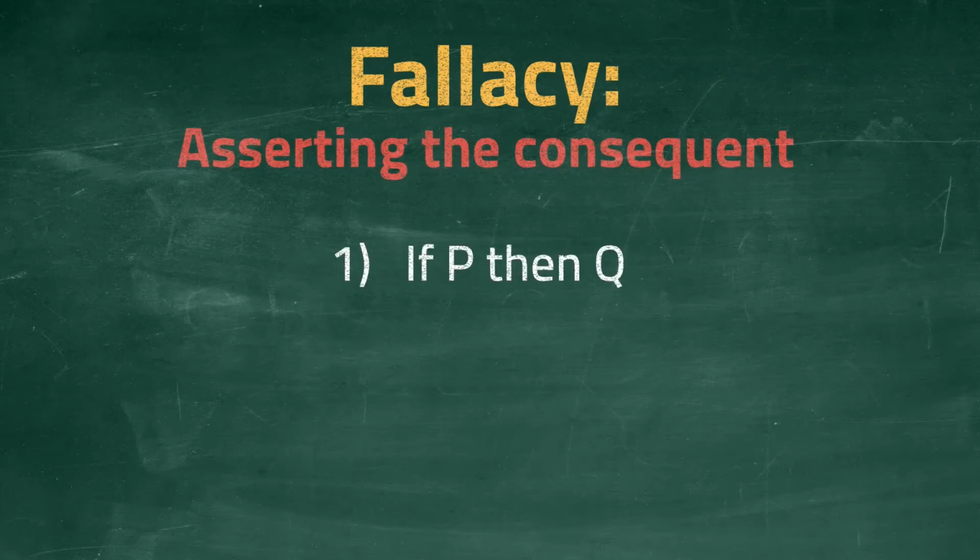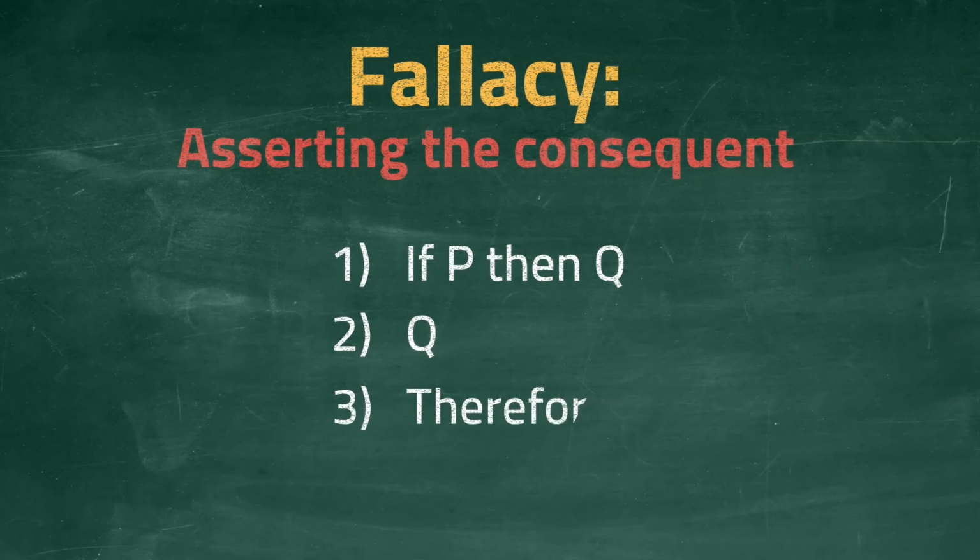The first statement is exactly the same. If P, then Q. If P is true, then Q will also be true. P causes Q. So we assume this to be true and move on to the next statement. The second statement is the opposite to that of modus tollens. Here we state that Q is true, and if we agree that Q is indeed true, we move on to the conclusion. And the conclusion is, therefore P is true.